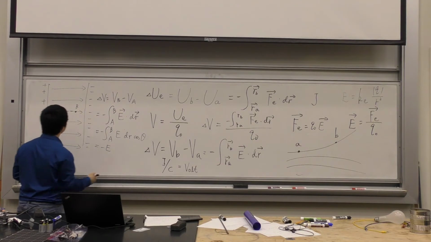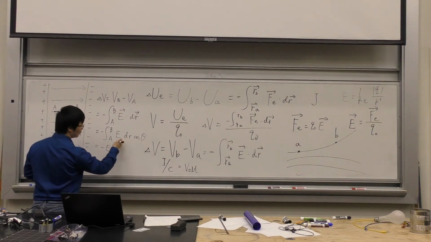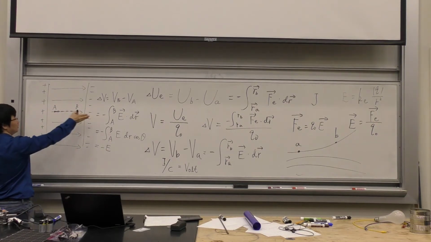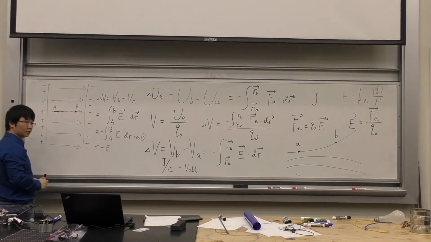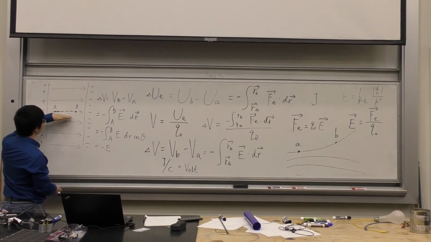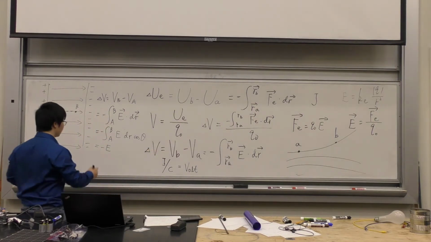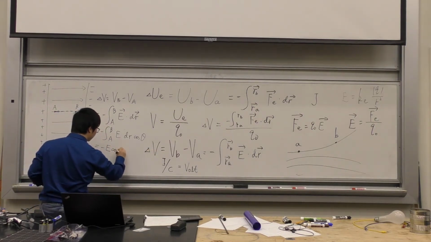Cosine theta, what is the direction between the E and the dr? Remember, this theta angle is between these two vectors. E is in that direction, dr in that direction. So that's going to be 0 degrees. And it's going to be the same if I have the path between A and B always parallel to the electric field. So I would have E cosine 0, take them out.